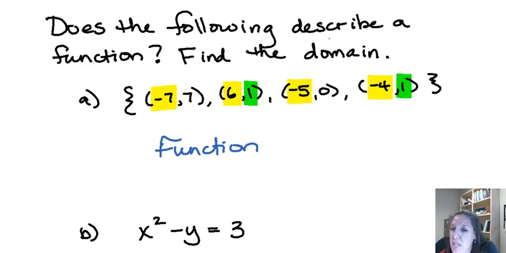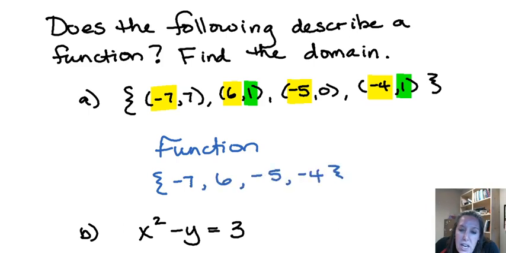Then we're asked to find the domain. Remember, the domain is all of the x values that correspond to real y values. So the only x values that we have that are corresponding to y values are going to be the set that includes -7, 6, -5, and -4. We are going to use curly brackets around those to indicate that that is a set, and that would be our domain. Since we don't have an interval here, we'll use those curly brackets to list out the items in our domain.